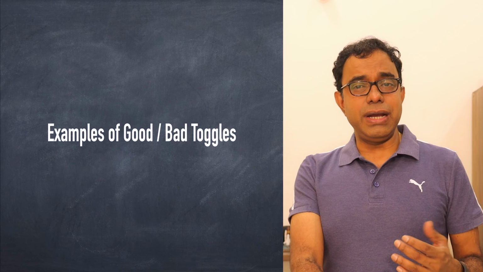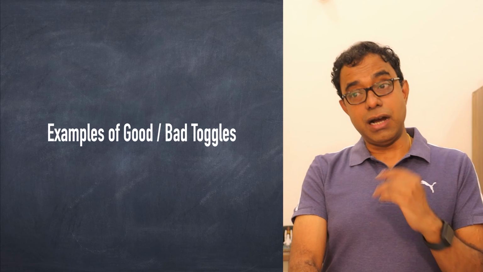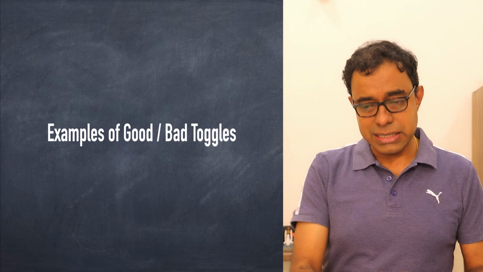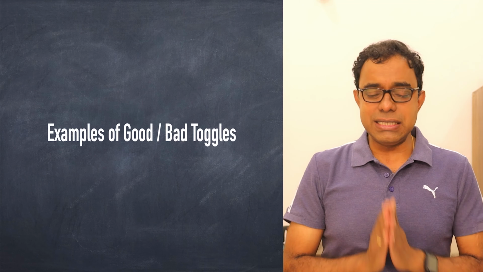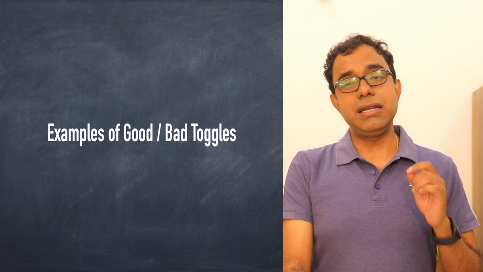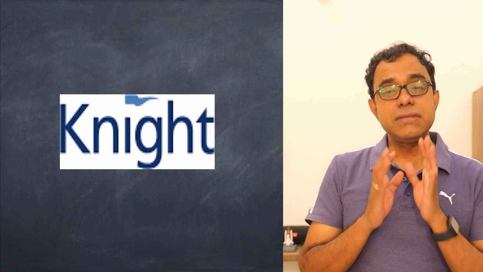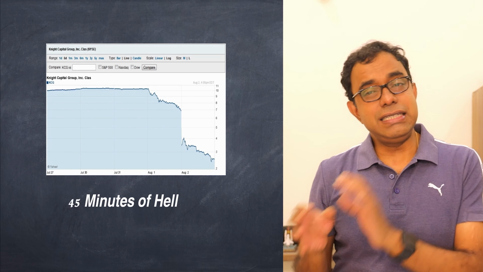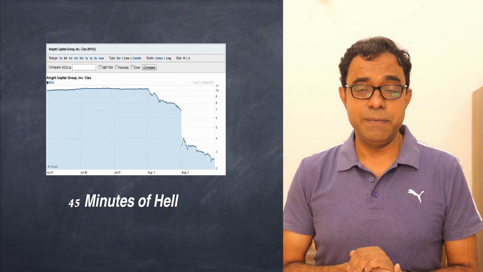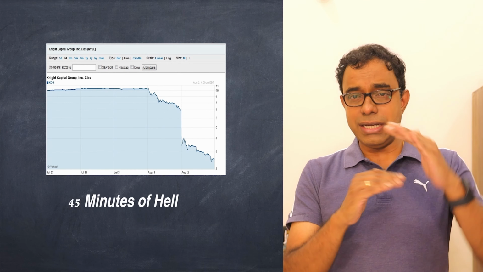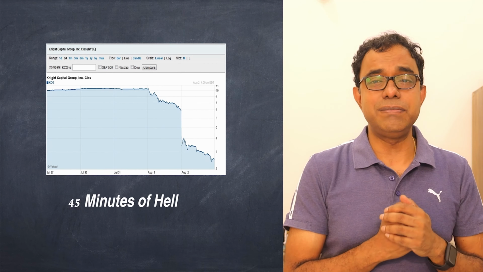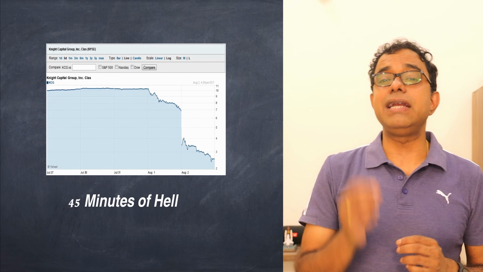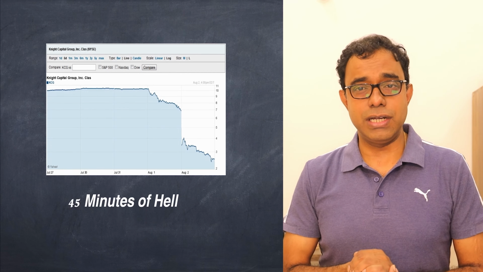Now, before I go ahead and talk about how to implement this instead of using if conditions, let me talk about some good or bad toggles. In this particular case, unfortunately, the name of a company surfaces: Knight Capital. And there is something called 45 minutes of hell. If you Google these terms, you'll get the complete story of how this company lost pretty much everything within 45 minutes because of the bad implementation of a feature toggle.